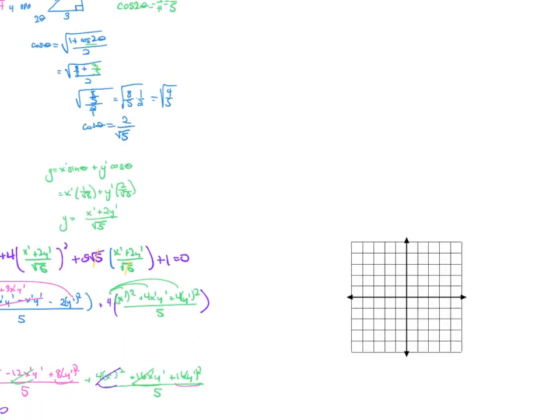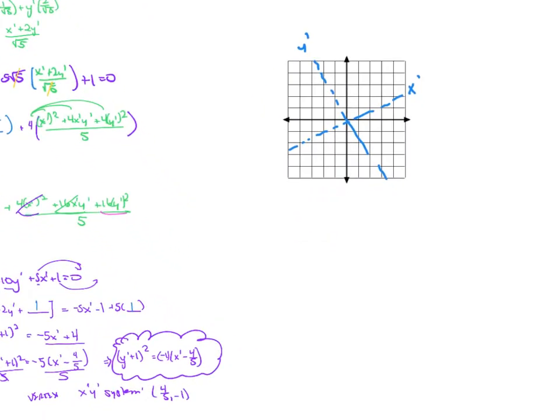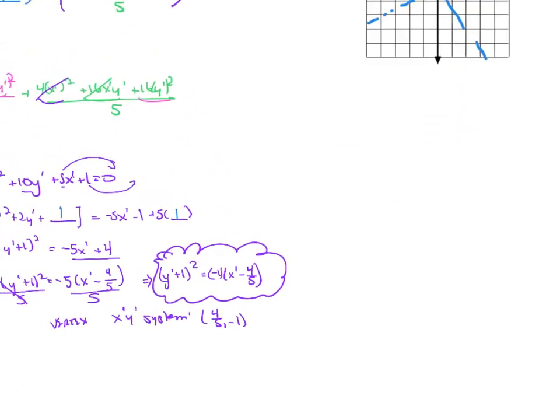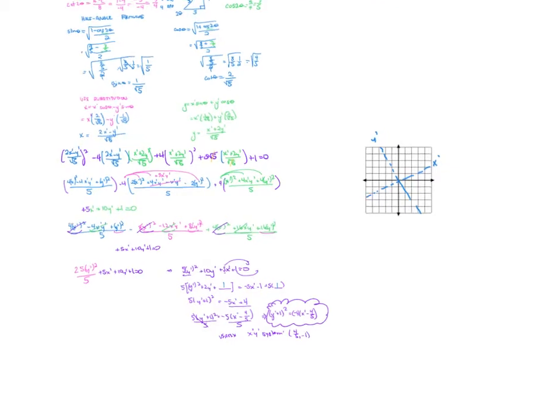Now let's take a look at graphing. So let's rotate it 26.6 degrees, something like this. So this is our new x prime and our new y prime. Now the other thing that we need to find is the vertex in our xy system. In order to find the vertex in the xy system, you take this and you plug it into here to get the value.